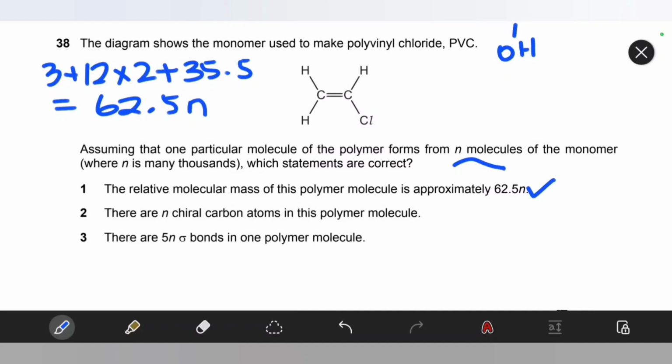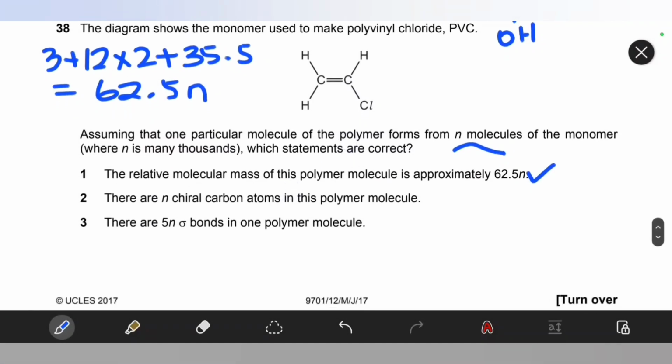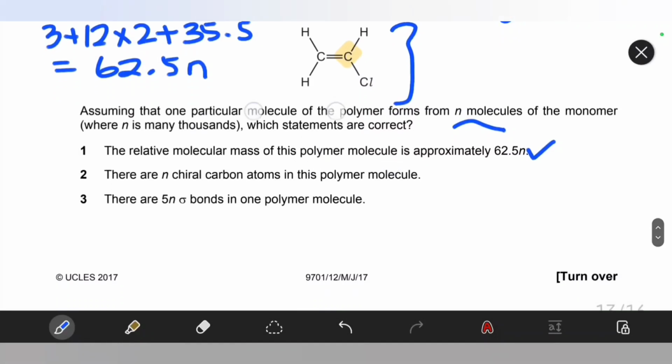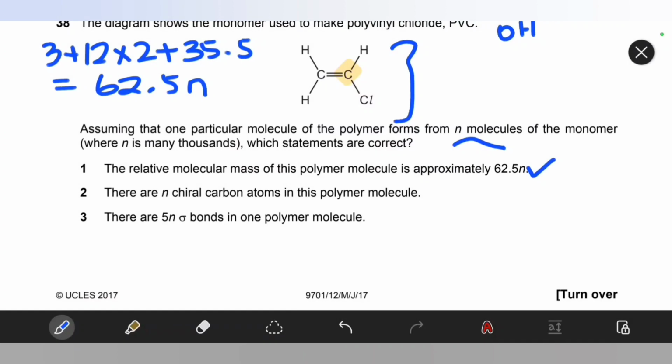So 1 is right. There are n chiral carbon atoms in this polymer molecule. So the chiral carbon would be this one. So it's only 1 in this whole molecule. So there would be n chiral carbons in n molecules, because since there's only 1 in 1 molecule, there would be n in n molecules. So 2 is also right.